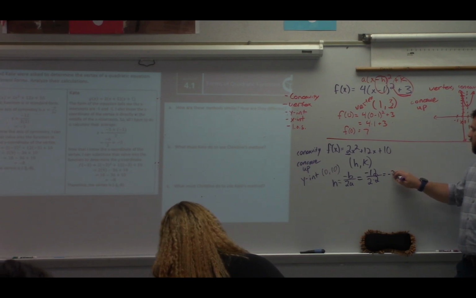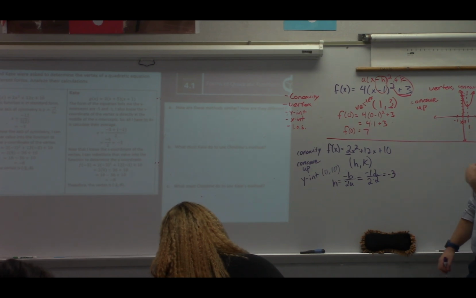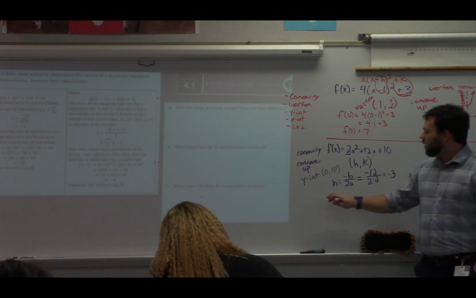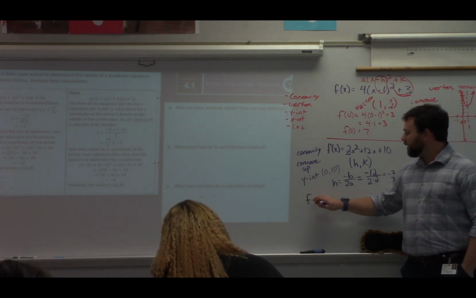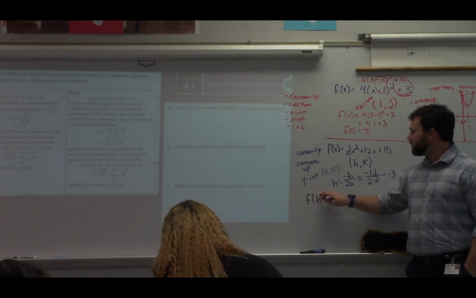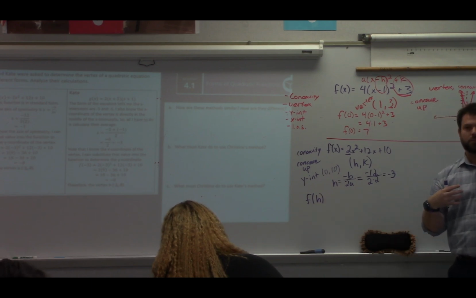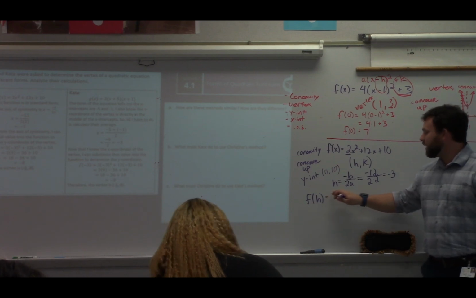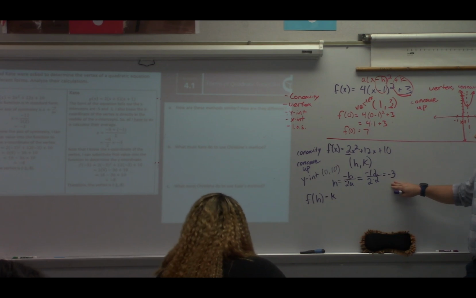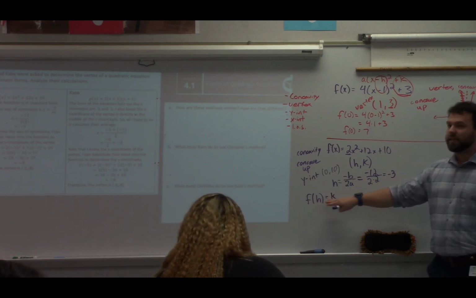Wait, negative 6. Oh, negative 3. Right, 2 times 2 is 4. 12 divided by 4 is 3. I'm sure. So the last thing I'm going to point out here is, if I substitute H in, if H is my input, what's my output? Your K. So if I want my vertex, as long as I can find H, I substitute H in and I get K out.